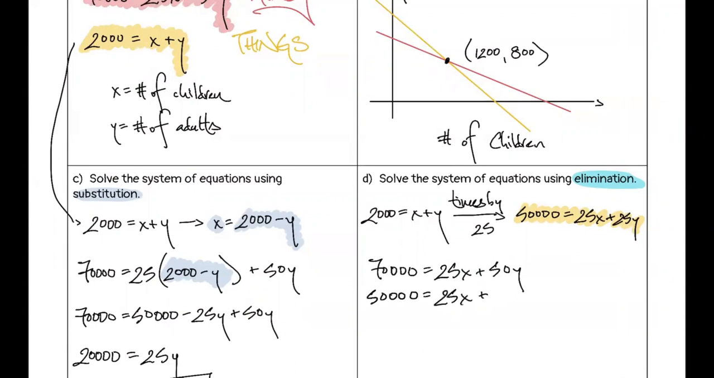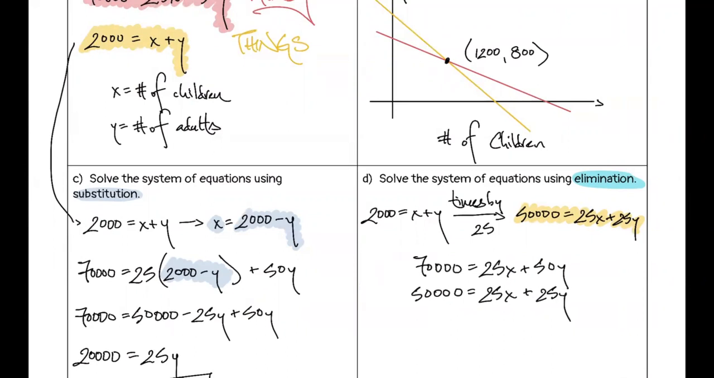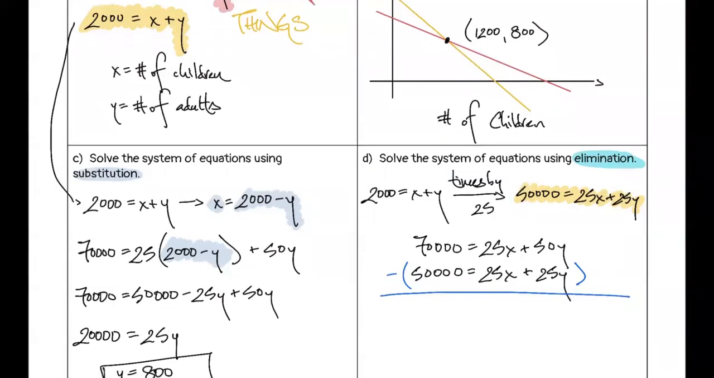Now, keep in mind that our goal here is to eliminate or get rid of one of the variables. And so in order to do that, we could subtract this whole equation. All right. But you'll notice that I'm putting parentheses around the entire second equation. So we want to make sure we subtract every single term, right? So if we subtract the left-hand side, we get 20,000. When we subtract 25x and 25x, we get 0. But what do we get when we combine these last terms?